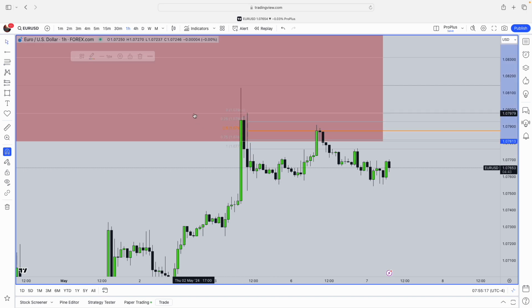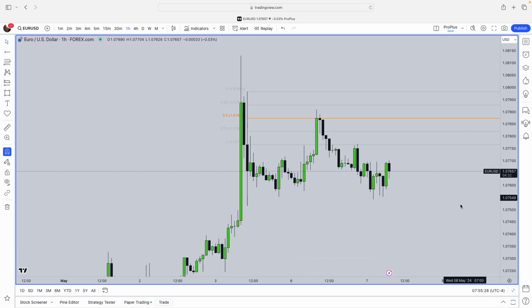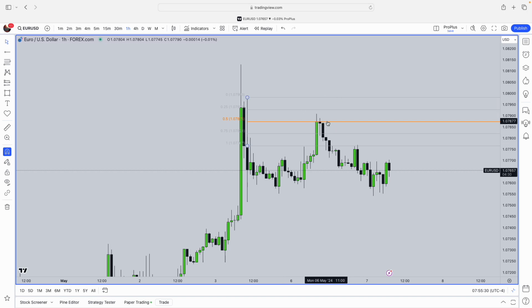Let me just delete this now because it's getting a little bit messy. So this wick here, look at the consequent encroachment. Price closes literally pretty much to the T. I think it's a little bit higher, but pretty much to the T where the bodies are. So that tells me that price wants to go down. That's just an indication of how neat that is. Price wants to go lower.